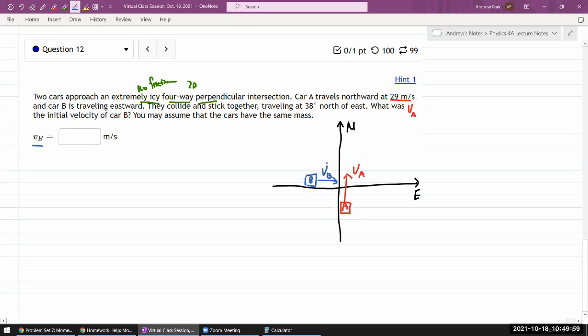The question isn't giving us the speed of VB, but what they are telling us is that after the collision, they stick together. This is one of those sticking collisions. And this whole mass of the stuck-together cars is traveling at 30 some theta degrees north of east. Okay, so let me label this correctly. It's going in some direction here, and the given angle is this angle here. Oh, and you may assume the cars have the same mass. So let me just use the symbol M for both of them.